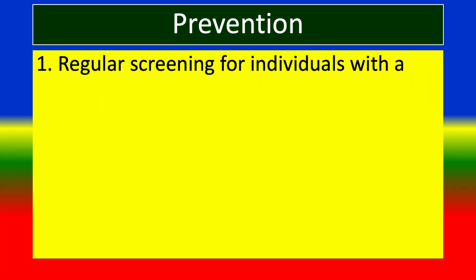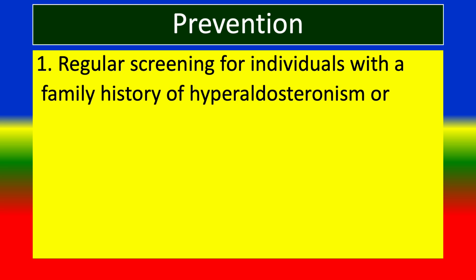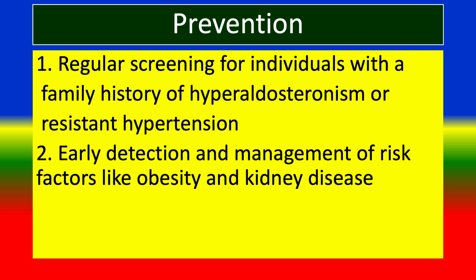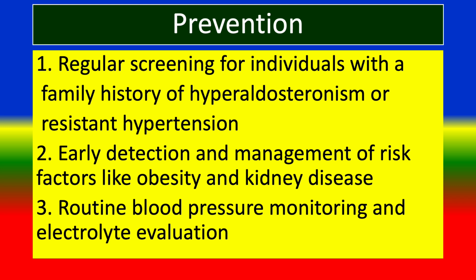Prevention. 1. Regular screening for individuals with a family history of hyperaldosteronism or resistant hypertension. 2. Early detection and management of risk factors like obesity and kidney disease. 3. Routine blood pressure monitoring and electrolyte evaluation.